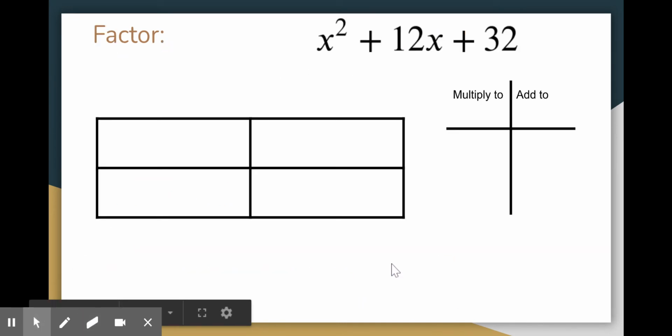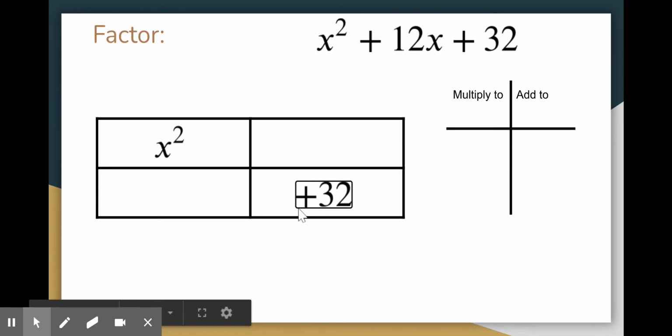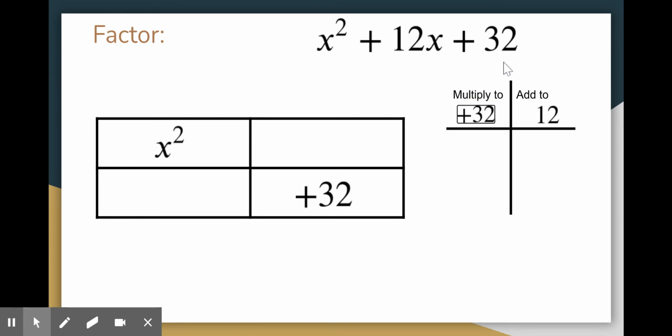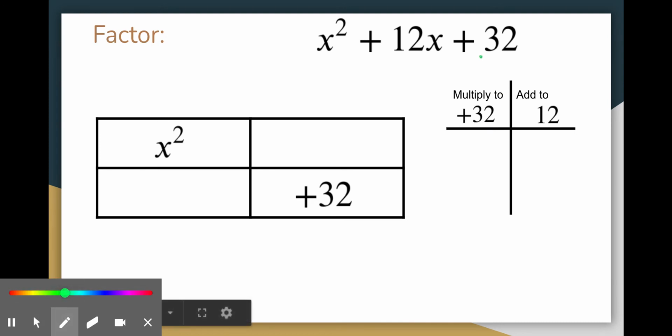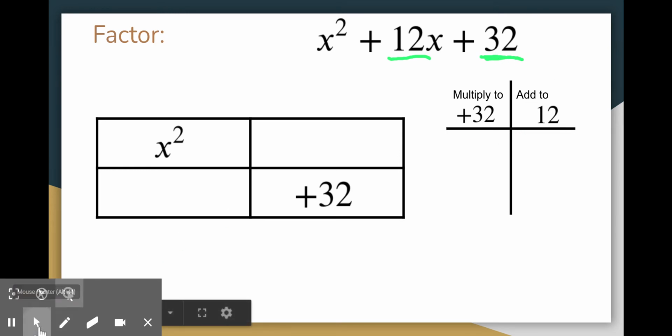So let's talk about what this means. We've used the box before to factor when we had 4 terms, but now we only have 3 terms. So what we're going to do is put our first and last terms in these corners here. And then I'm going to find two numbers that add to 12 so I can split it up. How I'm going to find those two numbers: I'm going to find two numbers that multiply to my last number, 32, and add to 12.